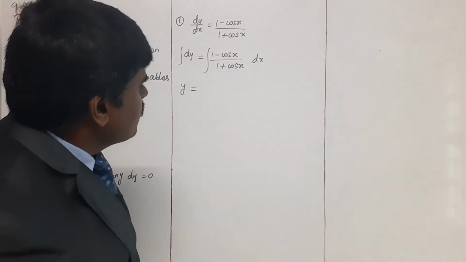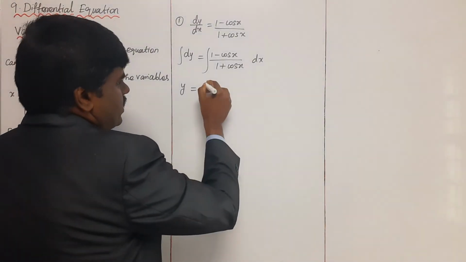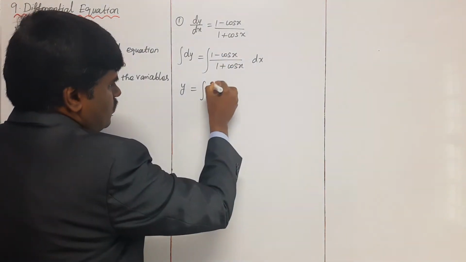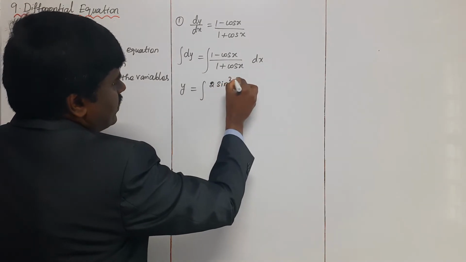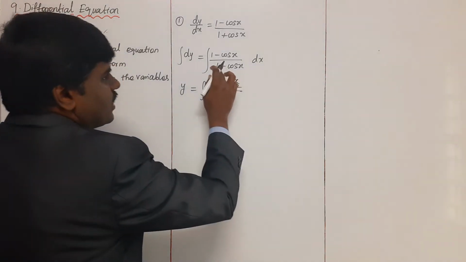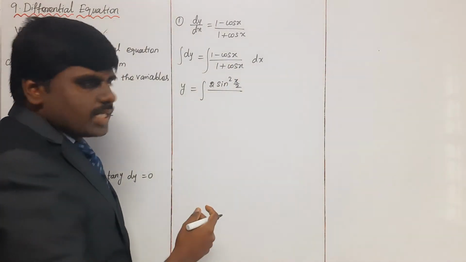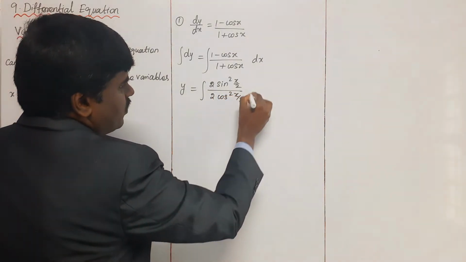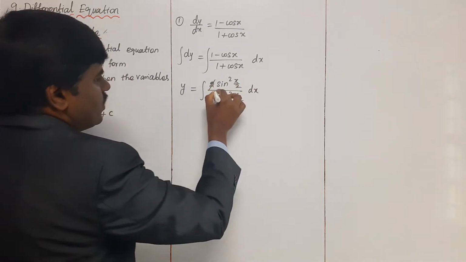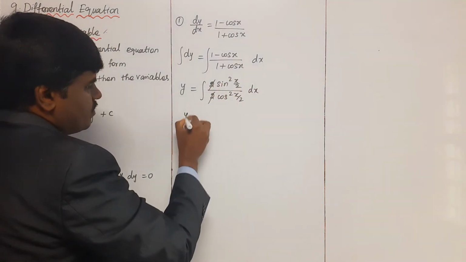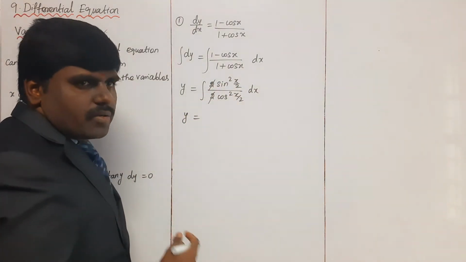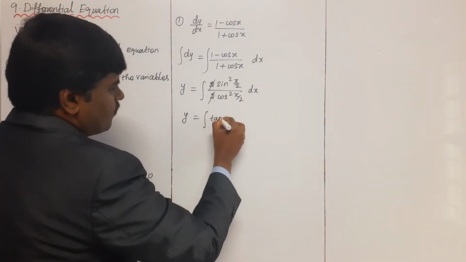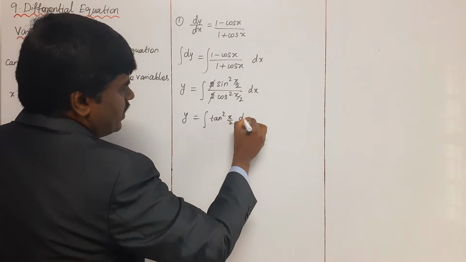You know that formula: 1 minus cos x is clear. So 1 minus cos x, you know the trigonometry formula, is 2 sine squared x by 2, divided by 1 plus cos x, which by the trigonometry formula is 2 cos squared x by 2, into dx. So the 2 cancels, and sine squared x by 2 divided by cos squared x by 2 is tan squared x by 2. What's the formula here? Integration of tan squared x by 2 into dx.